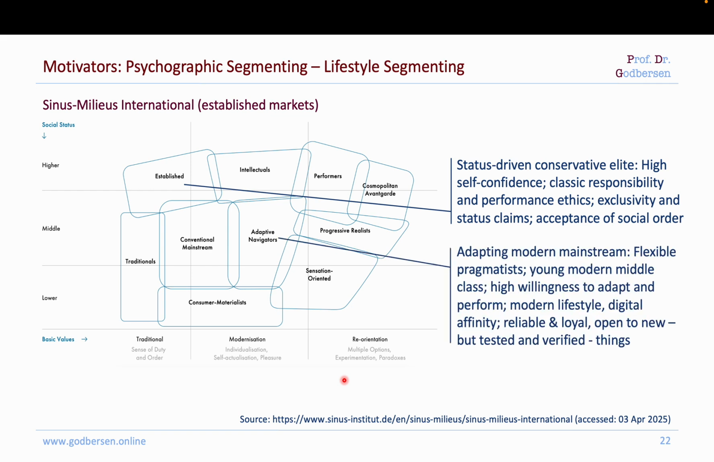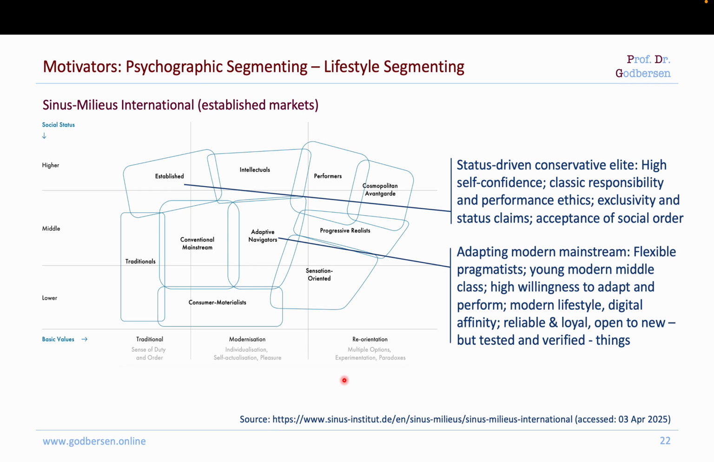Another example would be the adaptive navigators. They're adapting to modern life, to the modern mainstream. They're pragmatists, they're flexible, normally young middle class. They're willing to adapt and perform, one might say, a modern digital lifestyle, but they're also reliable and loyal, and they're open to new products, but these should be tested and there should not be too much risk with them. So that is an approach to look at how people tick and for what reasons, or rather to what end they buy products or brands.